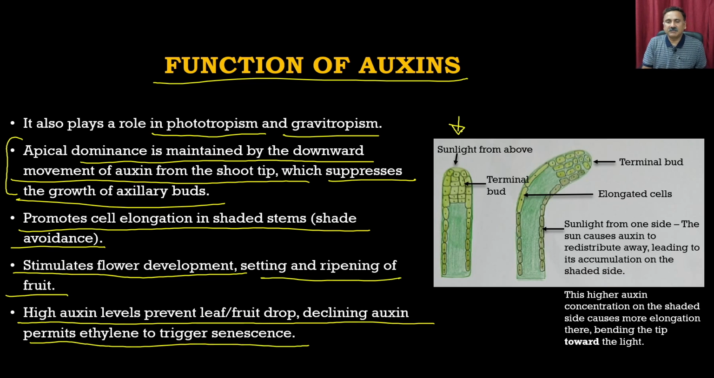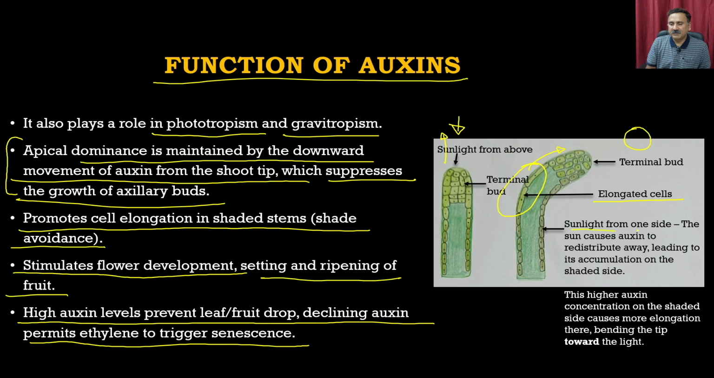So this is exactly what happens when there is a sun, right? If the sun is coming from above, the plant will grow in this direction. But if the sun is coming from this side, then it is going to cause the accumulation of auxin on one side. Wherever there is auxin accumulation, it is going to allow the growth of this portion. So there will be more elongated cells on this side, and as a result, the whole plant is going to move towards the sun side.